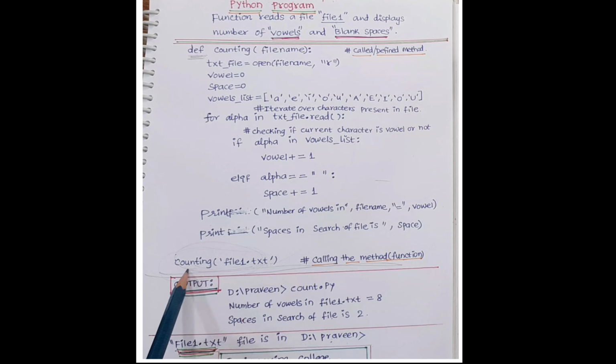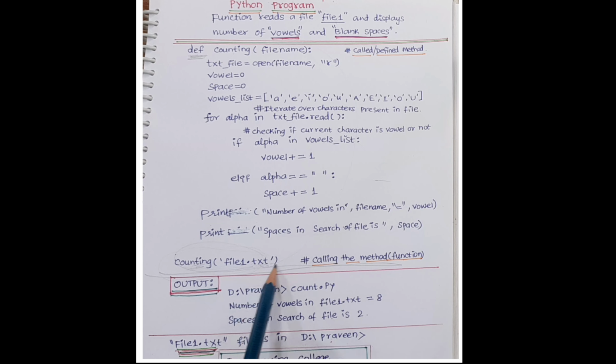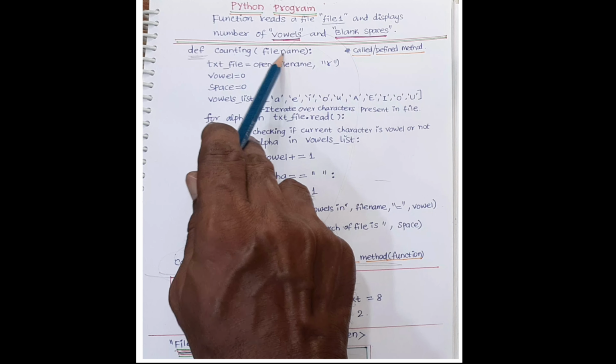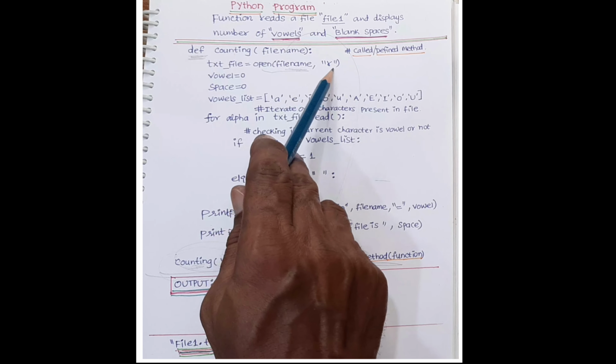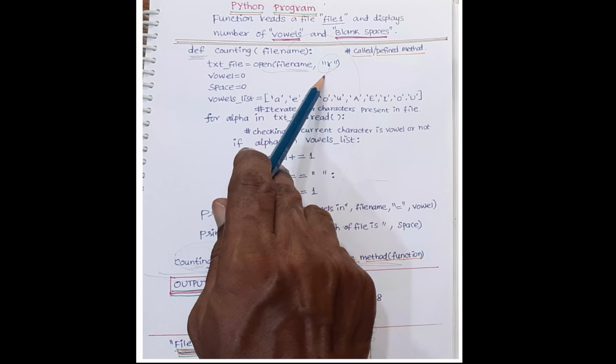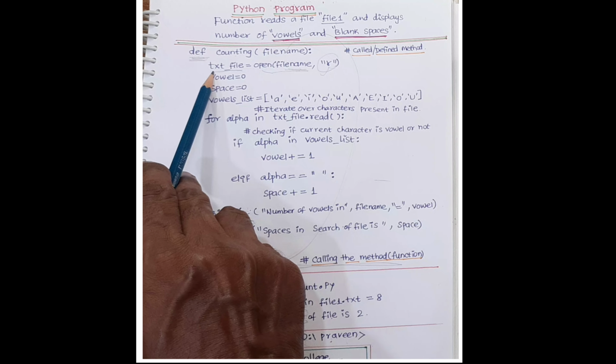What's our function name? Counting. Our method name is counting. What did I pass? file1.txt. This file1.txt is passed here. Next, I opened that file, file1.txt, in read mode, and I assigned it to txt_file.